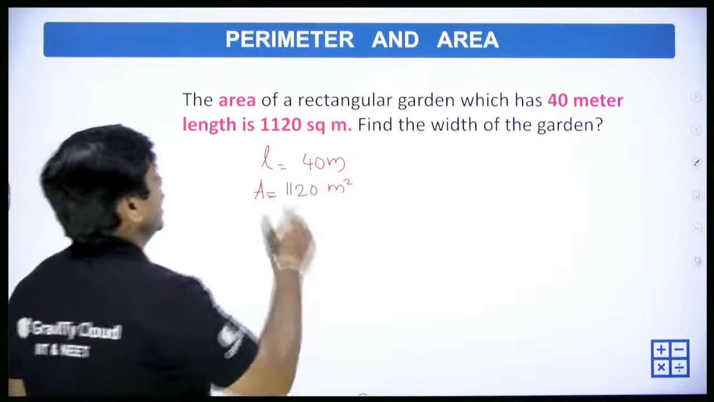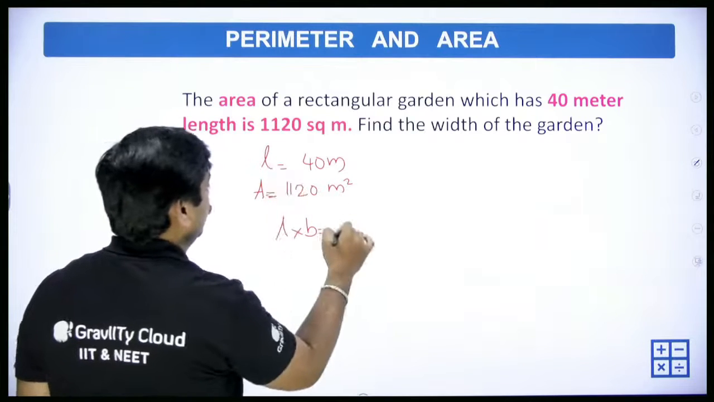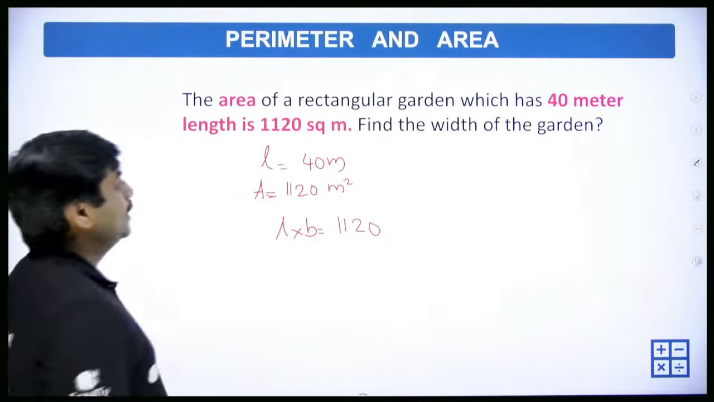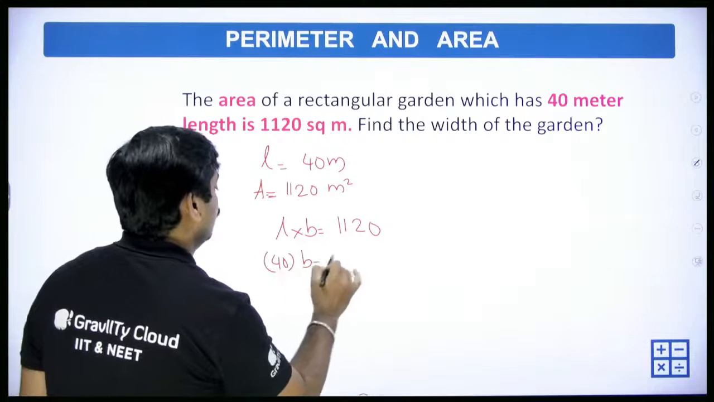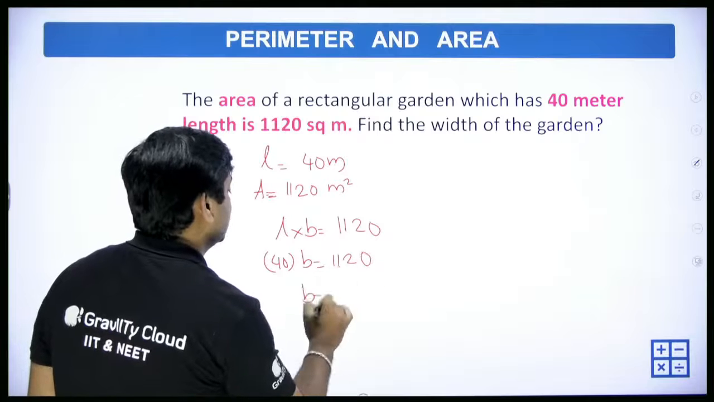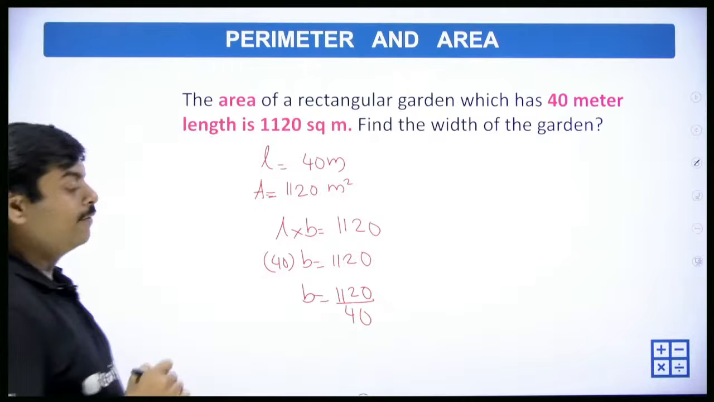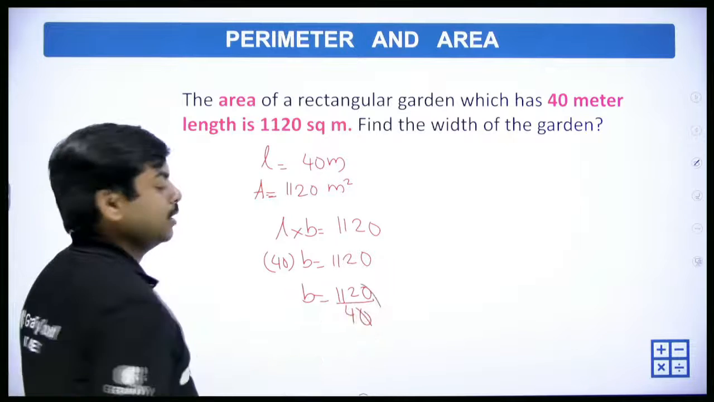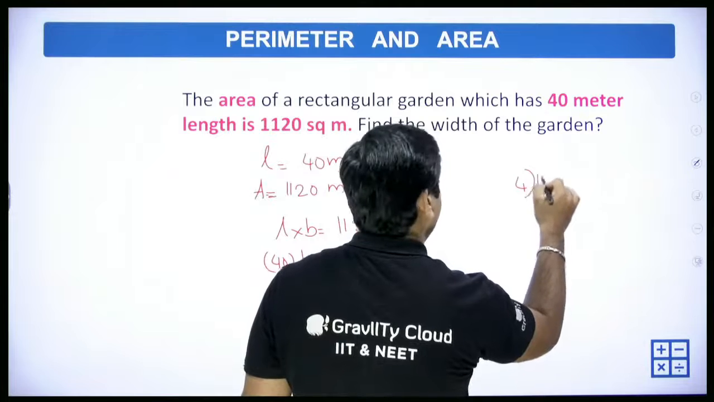So you know that area is length into breadth, whatever you get, 1120. Length is 40 meters, right? So 40 into B is equal to 1120. So B is equal to 1120 by 40. Now we need to divide. 4 and 4 get cancelled. So 4 and 112.